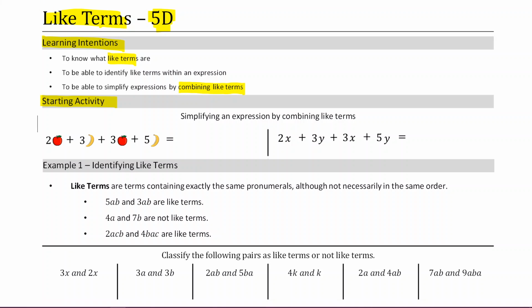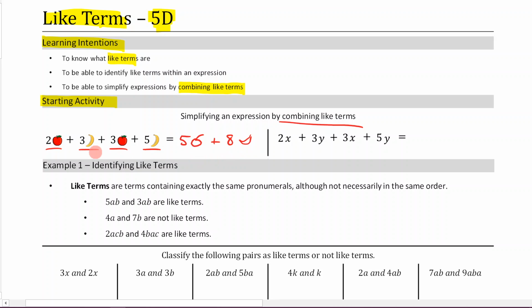And this first one on the left hand side here, as you can see, it looks like we've been to the supermarket and we have 2 apples, 3 bananas, 3 apples, and 5 bananas. If we were to simplify by combining like terms, what do you think this phrase means, combining like terms? Well, if I have 2 apples and 3 apples, why not just write I have 5 apples? And I'm going to try to draw an apple. There it is. And instead of saying I have 3 bananas plus 5 bananas, why don't I just say I have 8 bananas?